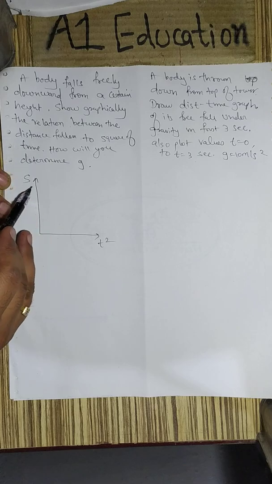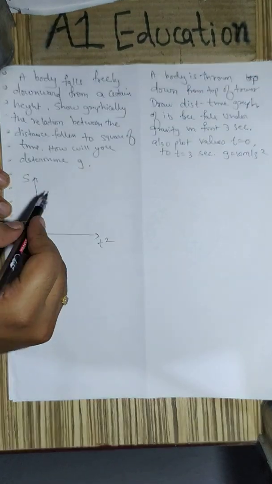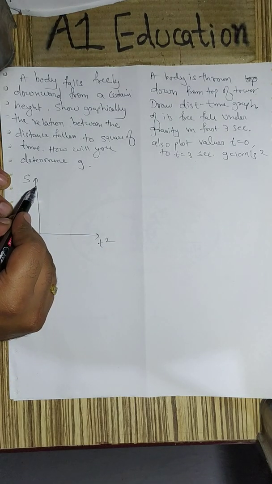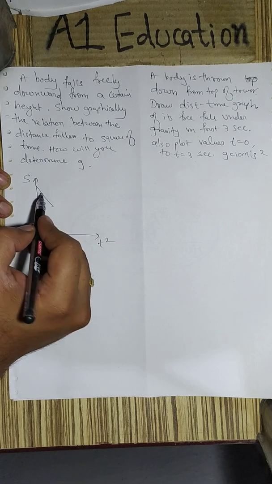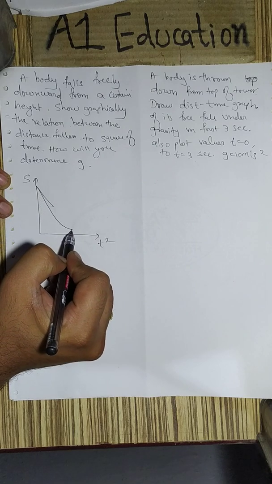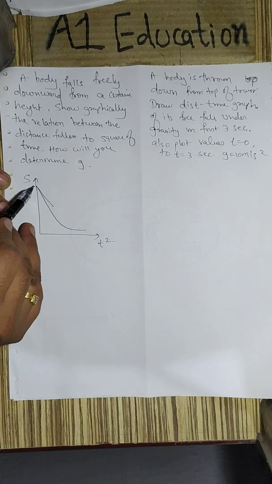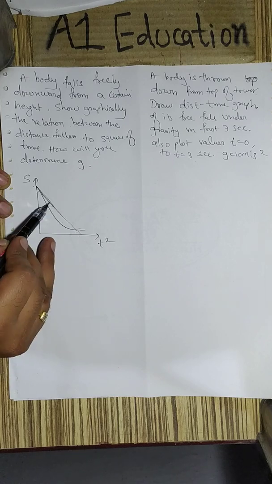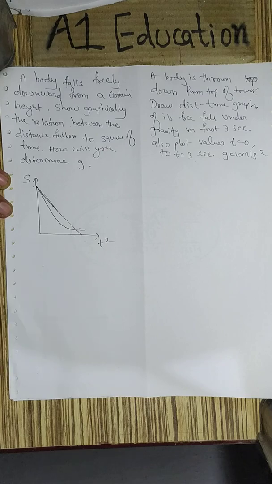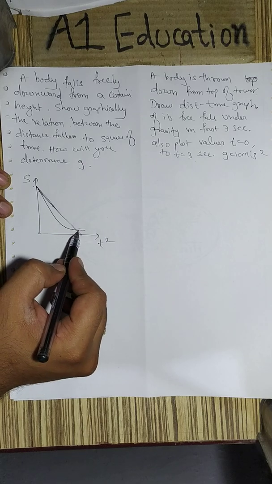So the body falls freely, starting from the top and falling down. As it falls, it will undergo more and more displacement with time, so the graph will be somewhat sloped. If we don't consider air resistance, the graph will be a straight line; if we consider air resistance, it will be a curve. Finally it comes to the ground. Straight line when air resistance is 0, and this curve when air resistance is there.